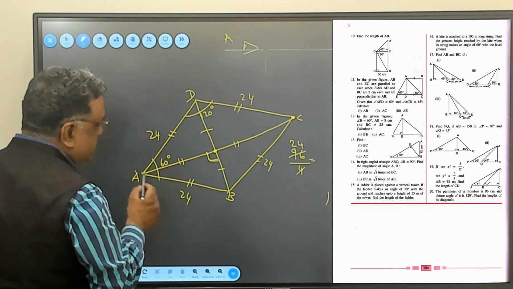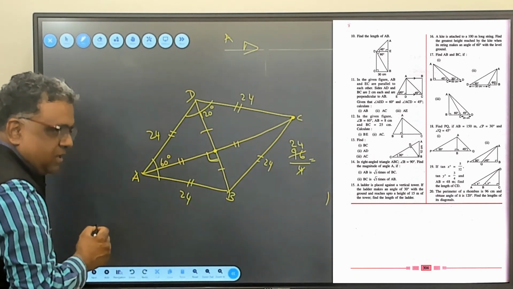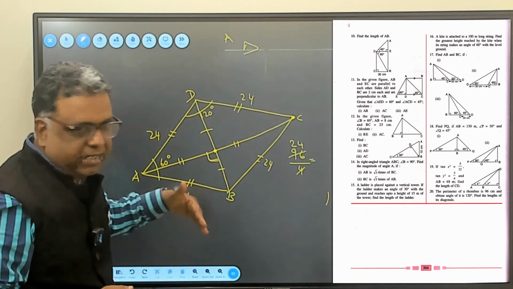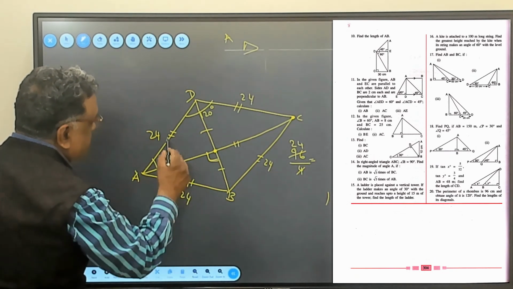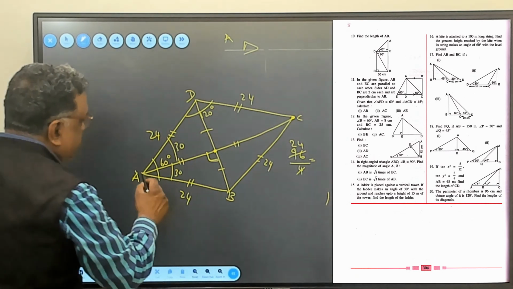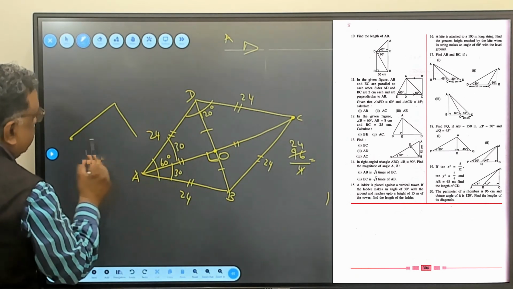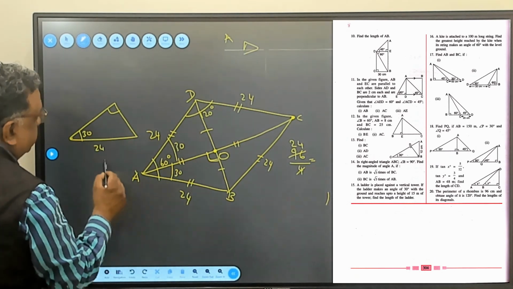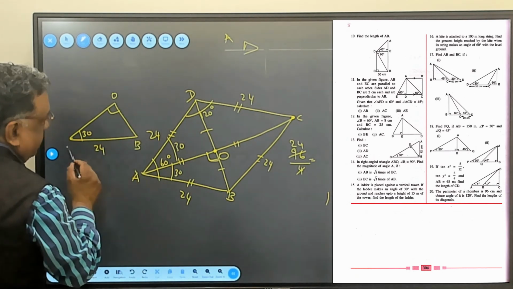180, because this is a rhombus. Rhombus means the two sides are parallel, and this is the transversal. This is 120, then this has to be 60, because sum of the internal angles between two parallel lines is 180. And now since it's a bisector, this will be 30 and this will be 30. Okay. Now if I take this triangle, I'll take this as O. So I will take A, O, B separately. This is 90, this is 30, this is 24, this is O, this is B, and this is A.